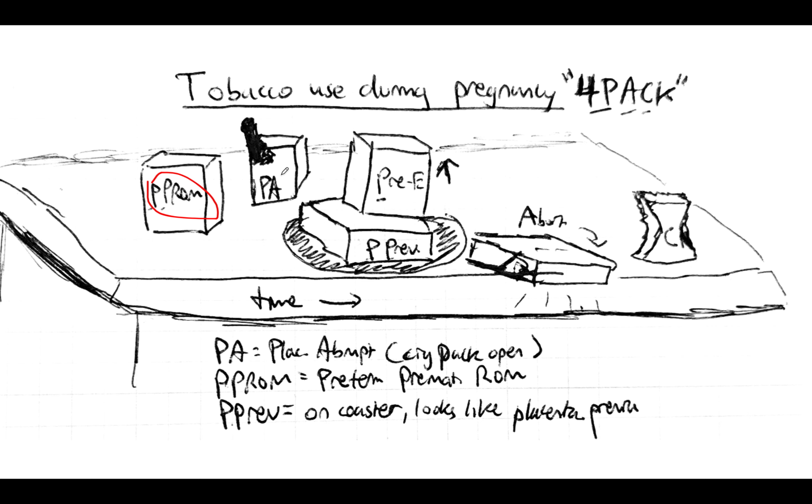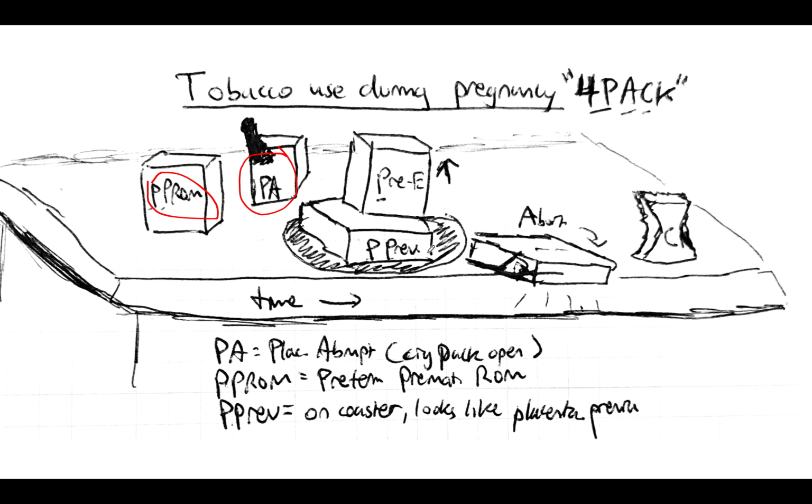Next we have PA, or placental abruption. This is when the placenta abruptly separates from the uterus, causing bleeding. And that's represented by the second cigarette box here that looks a little bit open. There's a cigarette popping out also.